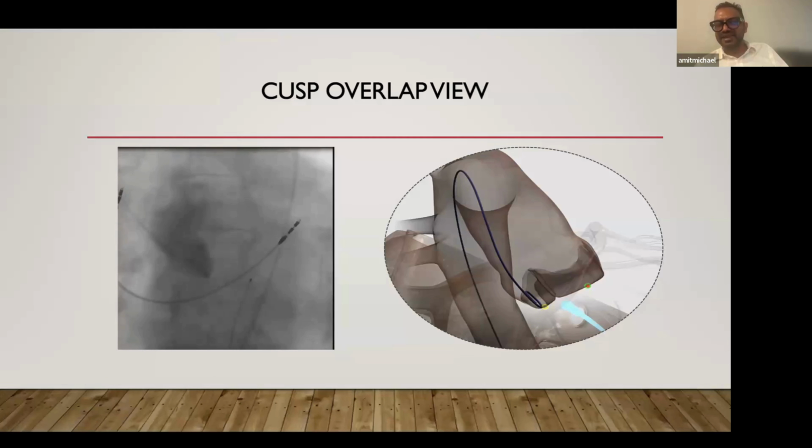Sometimes when the CT calculates the angle, that may not be perfect. So there we have to make some adjustments and take a picture which is a perfect cusp overlap view, right? Because we don't always go blindly by the CT angle.